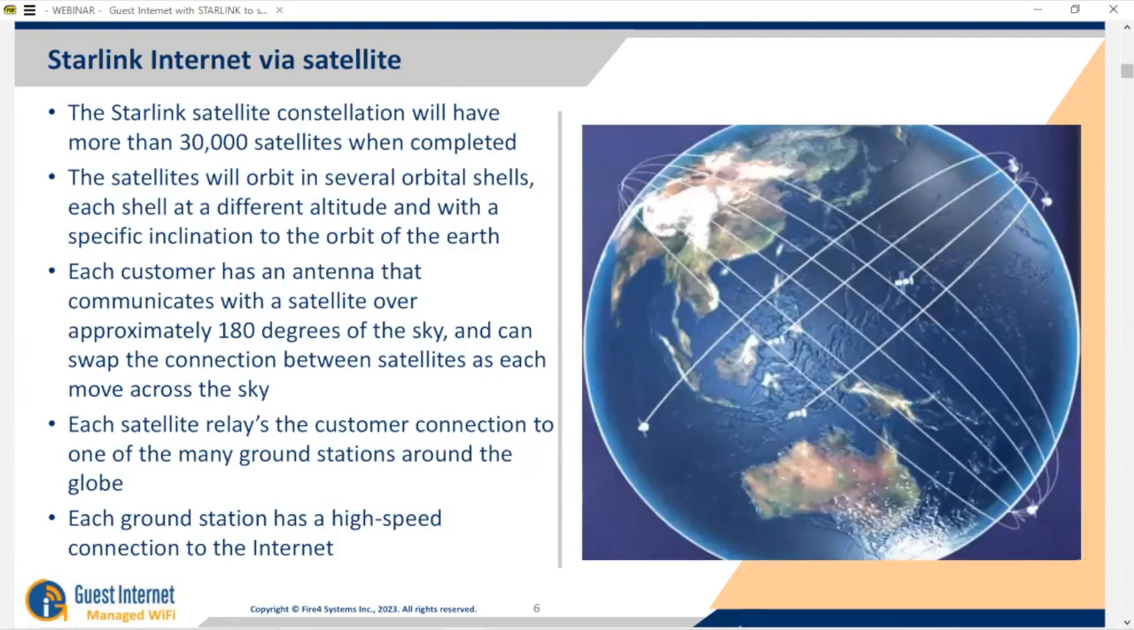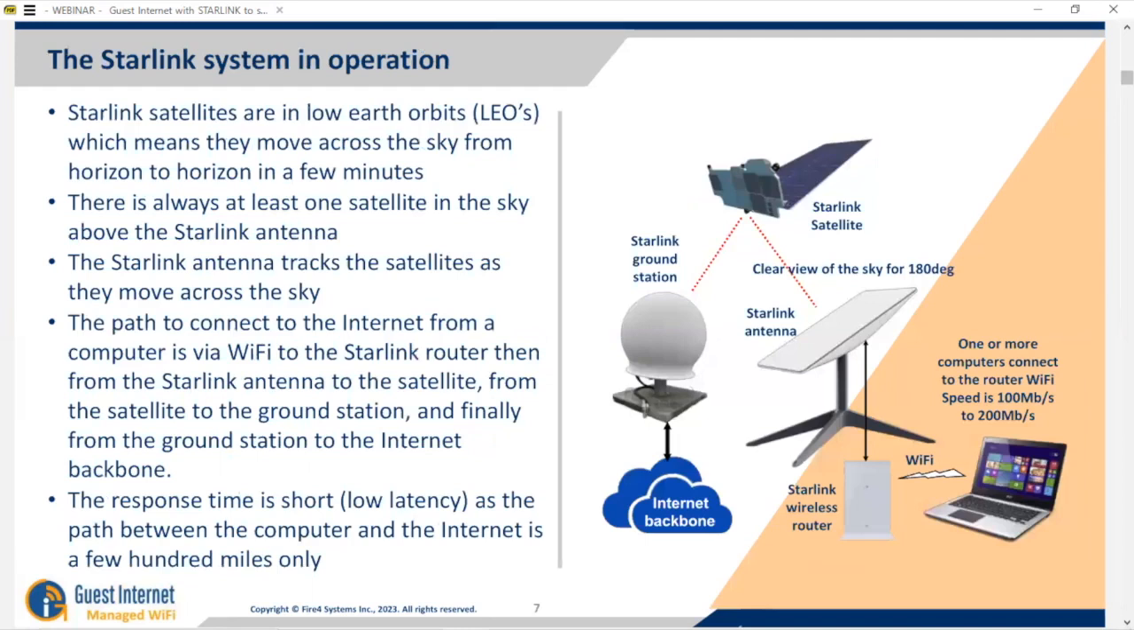Each satellite communicates with the Starlink antenna and then retransmits that information to a ground station within the country. This diagram shows the arrangement. The Starlink antenna is installed by the user. We have a Starlink wireless router, and we connect our computers using the Starlink wireless router Wi-Fi. The Starlink antenna communicates with a satellite that's overhead, and the satellite then communicates with the ground station, which connects to a high-speed internet circuit, the internet backbone.